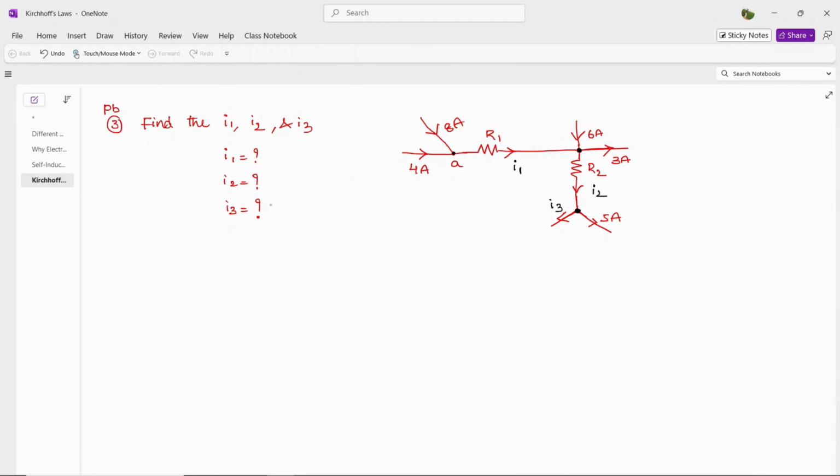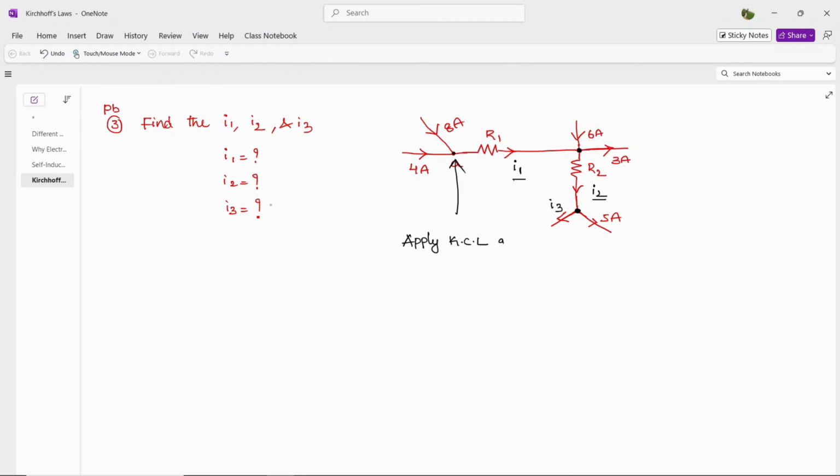Today we are going to find the solution for this problem. Find the magnitudes of I1, I2, I3. So this is very simple to understand. In order to find this current, I am going to apply Kirchhoff's current law at this node.